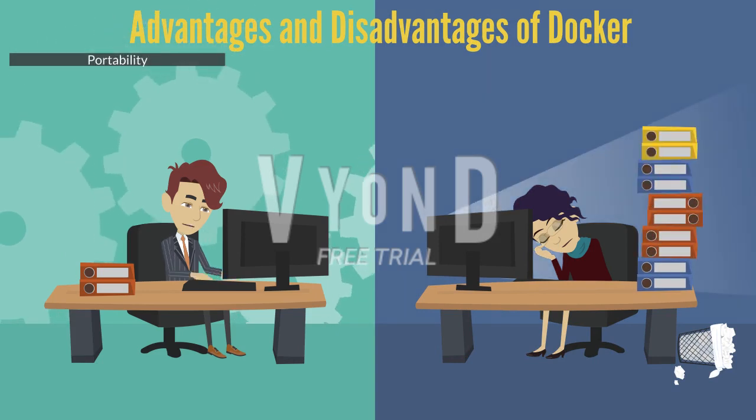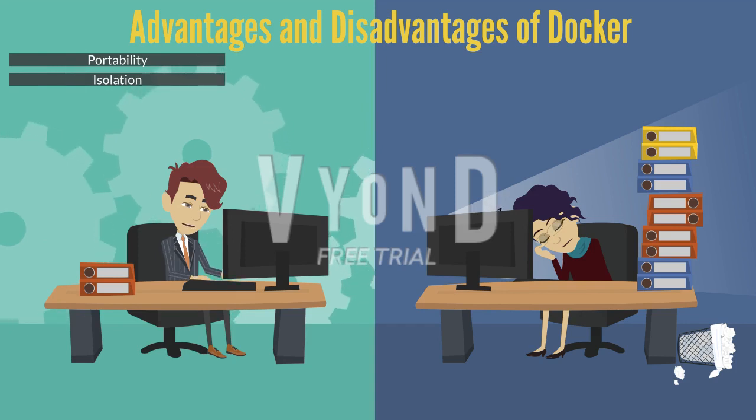1. Portability. Docker containers can run on any machine with Docker installed, making them highly portable and allowing developers to easily move applications between development, testing, and production environments. 2. Isolation. Docker containers provide a high degree of isolation between applications and their dependencies, reducing conflicts and making it easier to manage dependencies.